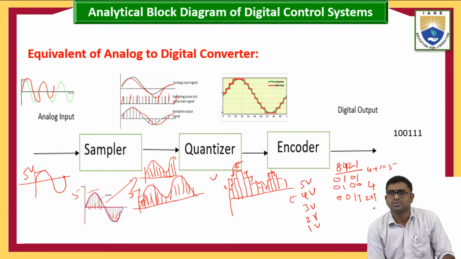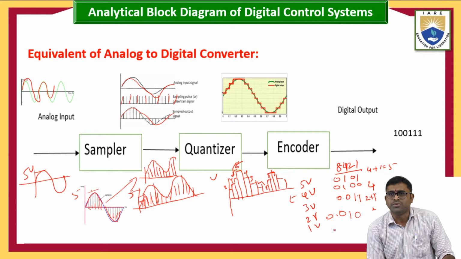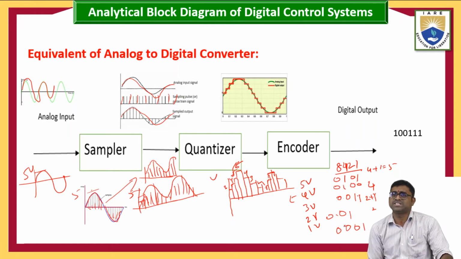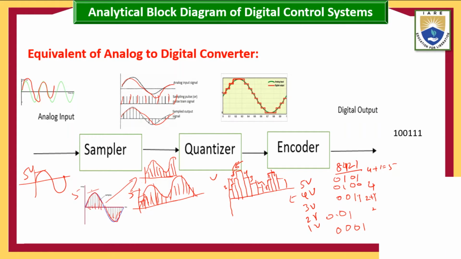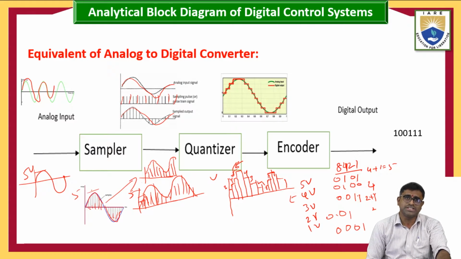2 volts is nothing but only the number 2. So the 8 position is 0, the 4 position is 0, the 2 position is 1, high value, and the 1 position is 0. Next, 1 volt: the 8 position is 0, the 4 position is 0, the 2 position is 0, and the 1 position is 1, high value. This is the conversion of integer values to binary form. In this way we convert an analog signal into digital conversion.